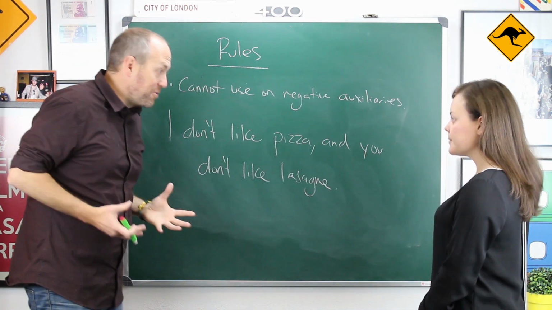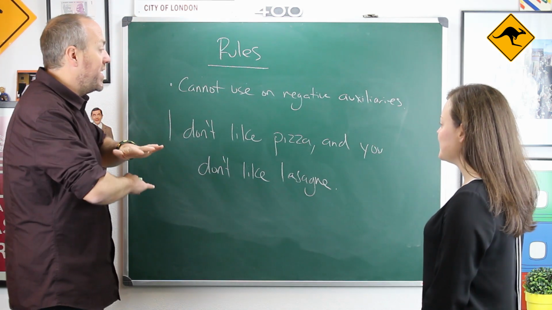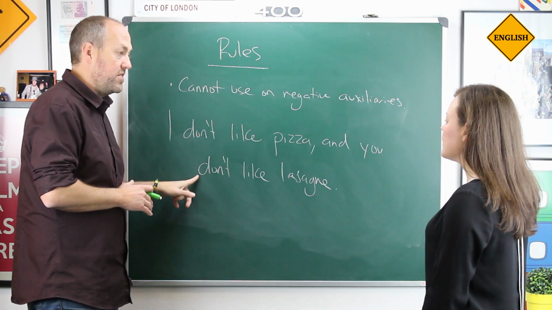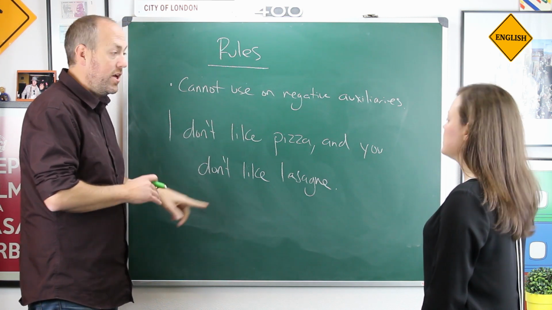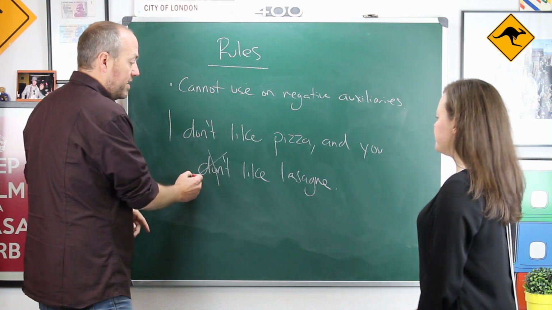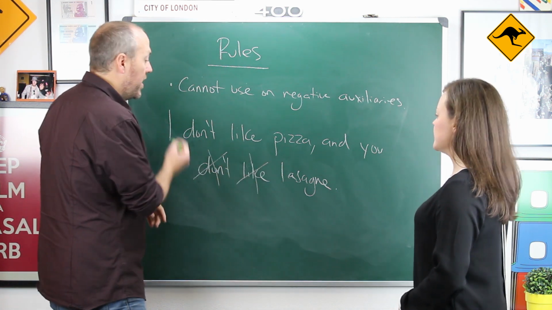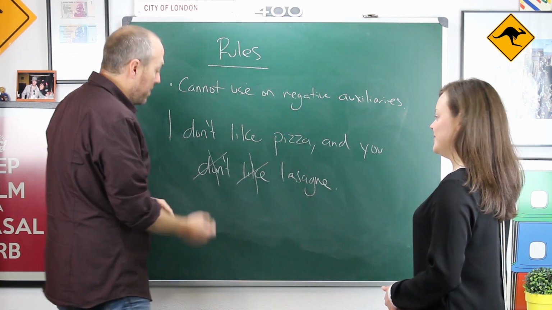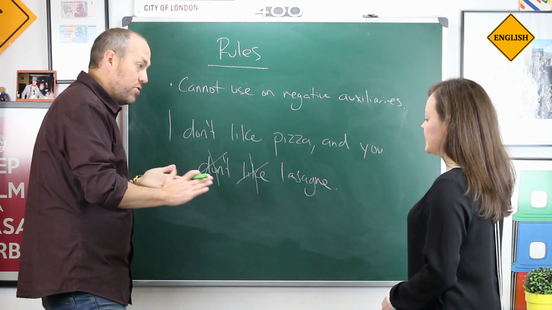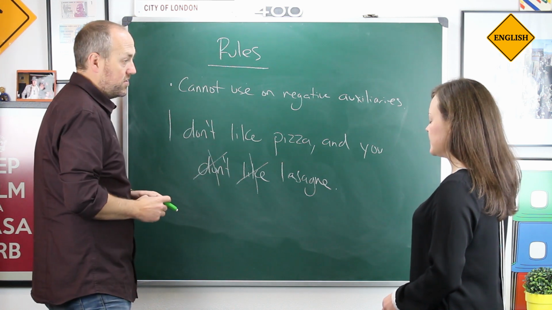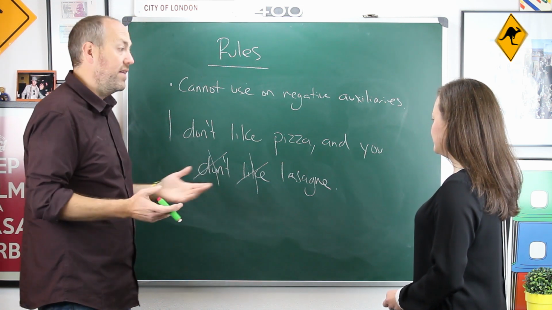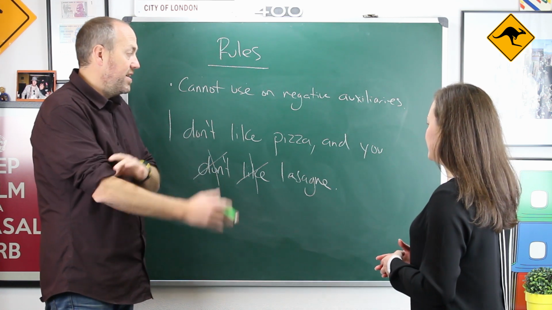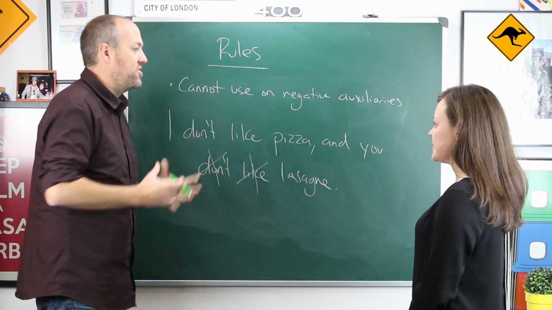The final rule for gapping is that we cannot use this on negative auxiliaries. For example, here's an auxiliary, and it's negative. We cannot eliminate it. Normally we would do this, right? "I don't like pizza, and you lasagna." No, because the negative is important to show the negative. We cannot delete this, okay? So that's all of the rules for gapping. So now let's look at the next type of ellipsis.